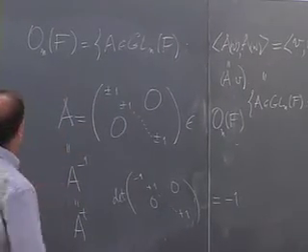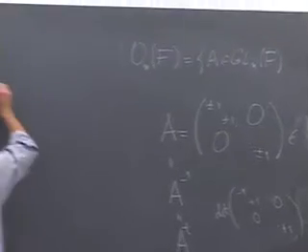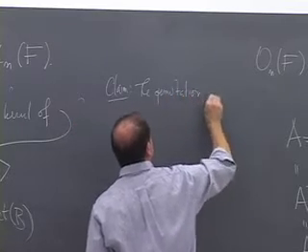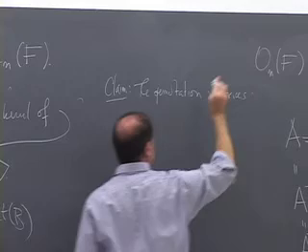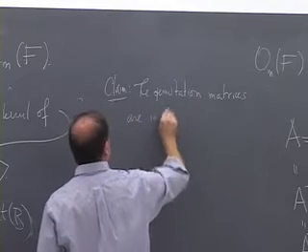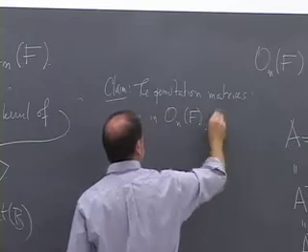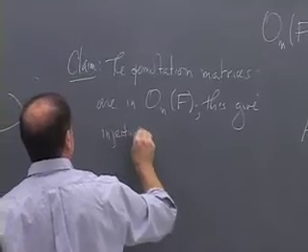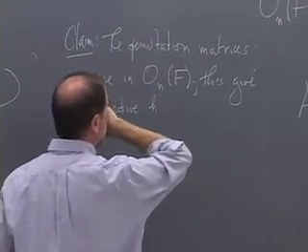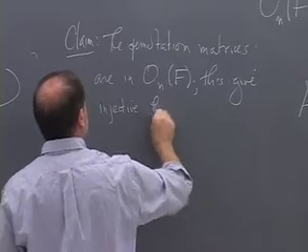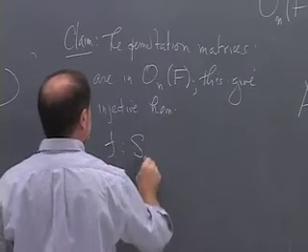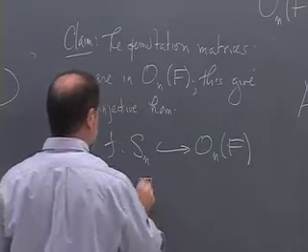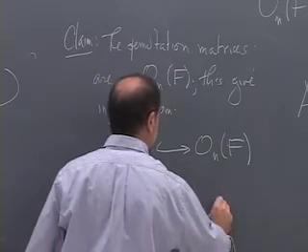What other elements are in O_n? Well, I claim the permutation matrices are in O_n(F), and this gives an injective homomorphism from the symmetric group on n letters into O_n(F), no kernel, and that takes the subgroup, which is the alternating group on n letters, into SO_n(F).